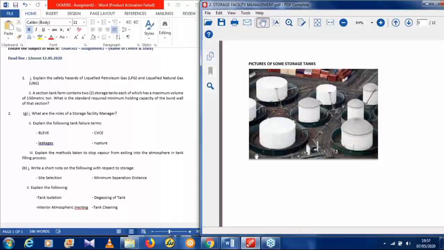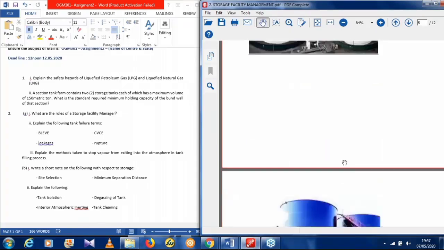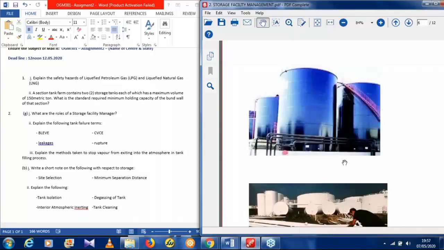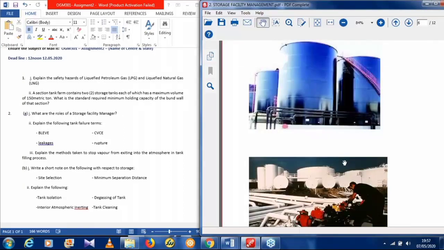Okay. So now this is a picture of a tank farm. You can see what looks like green around it. Those are the bund walls for each of the tanks. And as I said in the previous talk, there's a standard for these tanks. The bund walls must be designed.